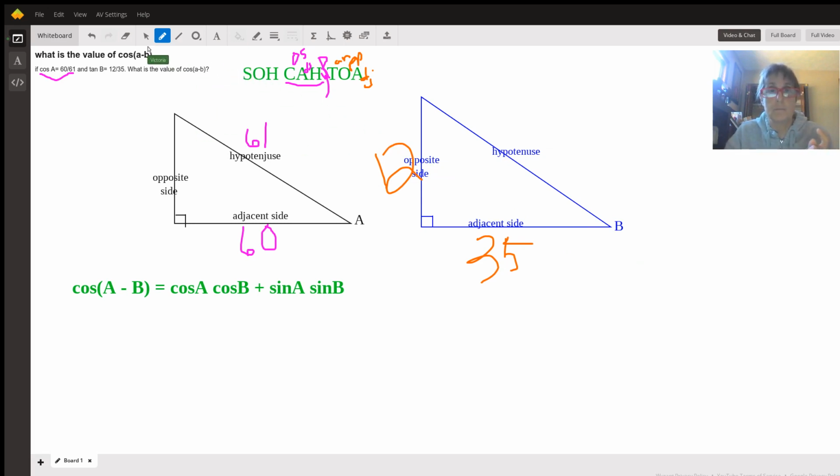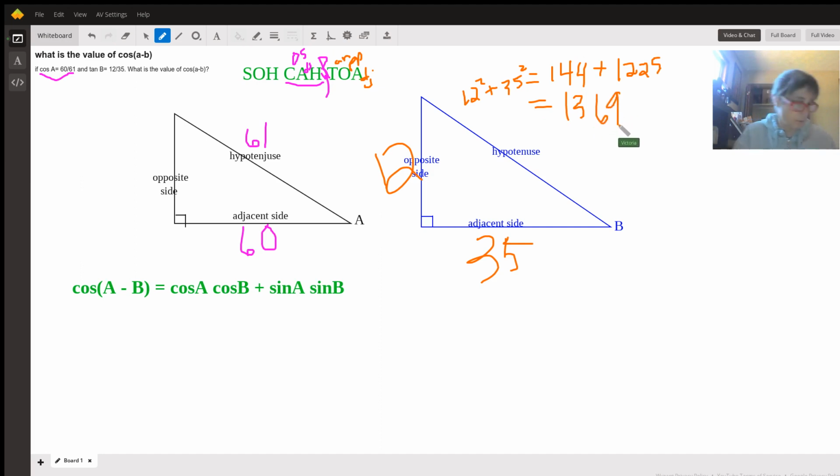Pythagorean theorem. So we're going to say that 12 squared plus 35 squared equals, this is 144 plus 35 squared is 1,225. And when you add those together, you get that this equals 1,369.